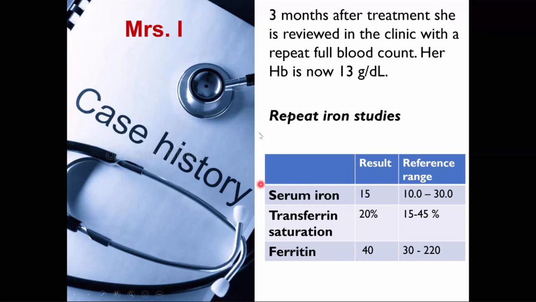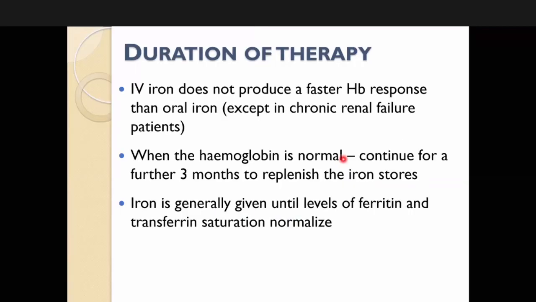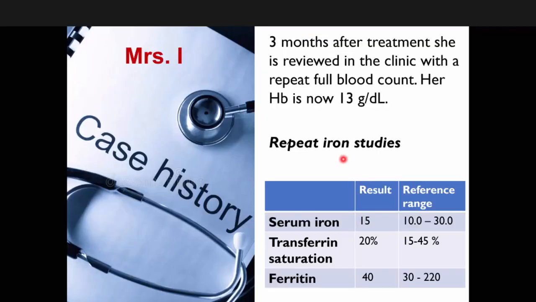Okay, so the same patient you see after about 3 months, and her hemoglobin has now come to target, 13. When you do the iron studies, serum iron has improved a bit, right? Transferrin saturation has improved a bit, and ferritin is still on the low side. So how long should you continue therapy?